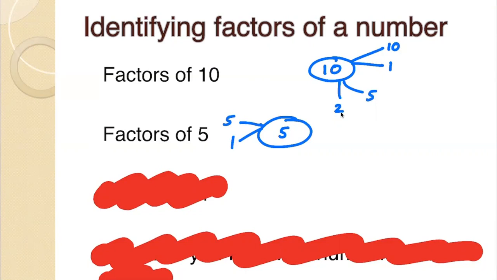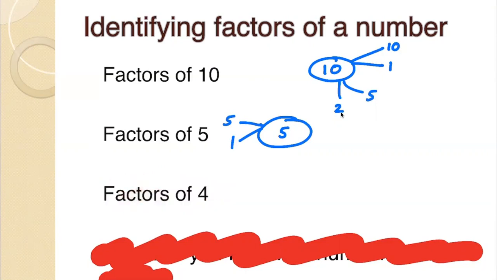Now let's look at the next one. Factors of 4. Can you quickly, on your whiteboard using a pen, find the factors of 4? I'm going to give you a clue. There are 3 to find. Okay. Right, good. Let's have a go.